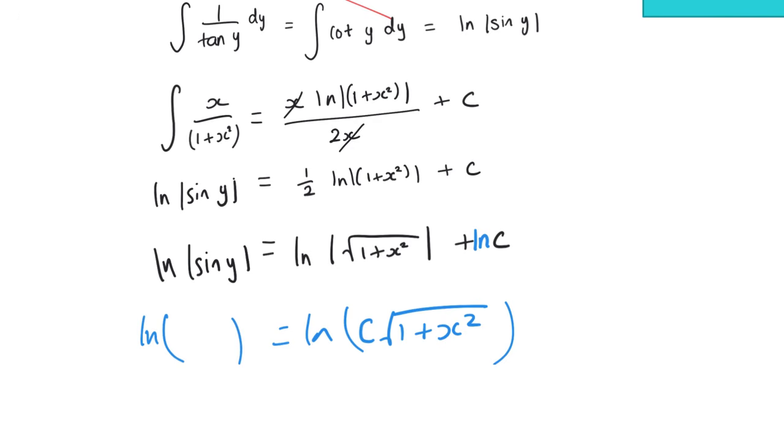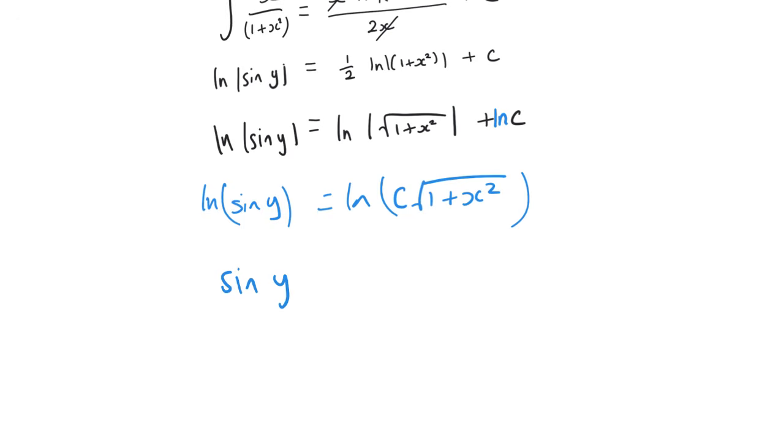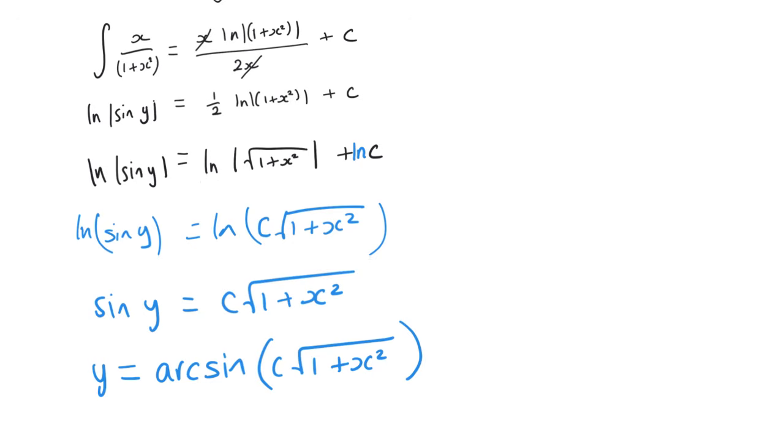Now, they use a k in certain things. Then we get sine y. Now we can e both sides to get sine y equals c root 1 plus x squared. So y equals arc sine of c square root 1 plus x squared. So here, I know we've said ln c, however, in the exam, you should do c equals ln of k. And then if you made a mistake like I did, you can just make it look like a k. That's the answer.